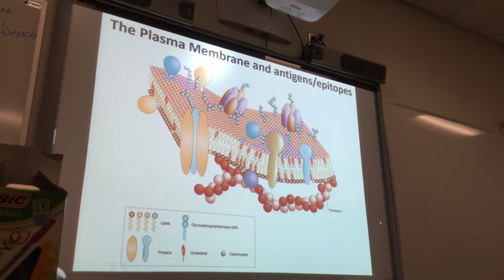So this is a cartoon of the plasma membrane. You don't have to know all this down here. But when a bacterial cell comes into your body, here's its plasma membrane. It's got all these things sticking out of it. All these things are just antigens. Antigens, it's just anything that can be recognized by an antibody.